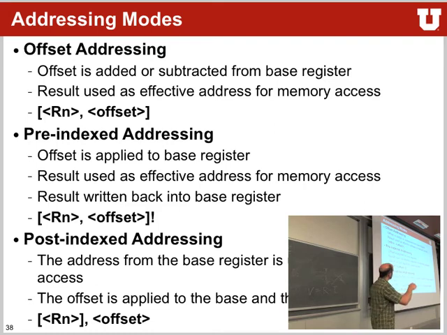Pre-indexed addressing, so when you add an exclamation mark at the end, it will actually first apply this offset, store it in the register, and then take that value and go get it and do something with it, or store something into that particular memory address. And the last one is where you have a register and an offset. Here it will actually do the operation on the register memory location and then apply the offset to that particular register. Why do you guys think we have these encodings?